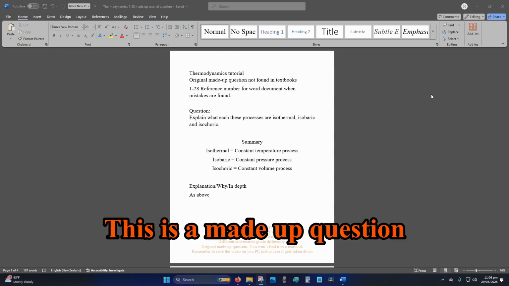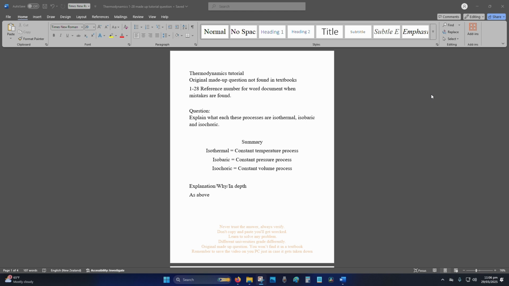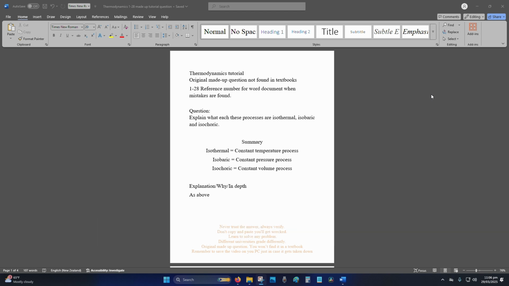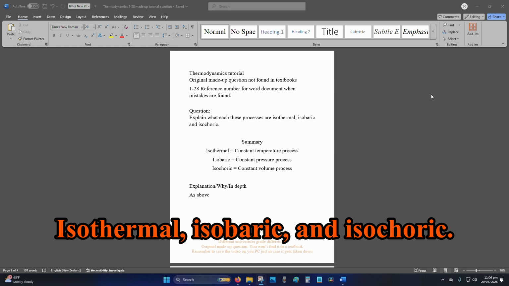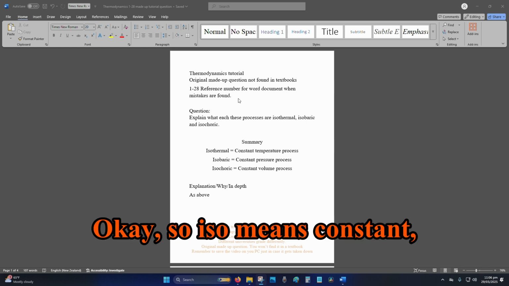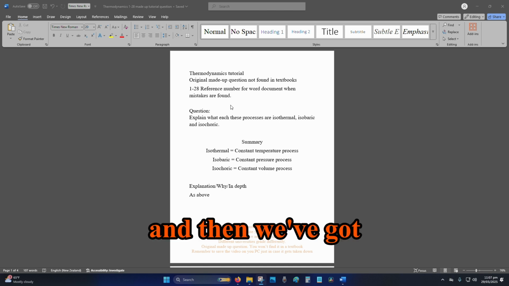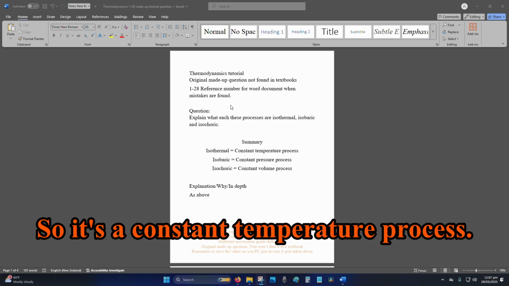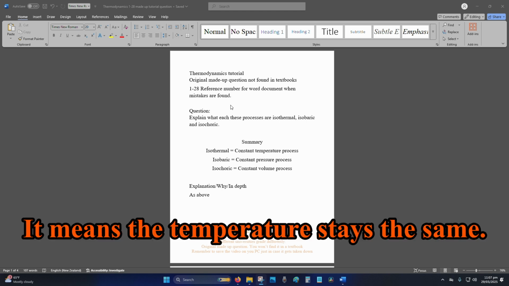This is a made-up question not found in your textbooks. Explain what each of these processes are: isothermal, isobaric, and isochoric. Okay, so iso means constant, and then we've got thermo, which means temperature. So it's a constant temperature process. It means the temperature stays the same.